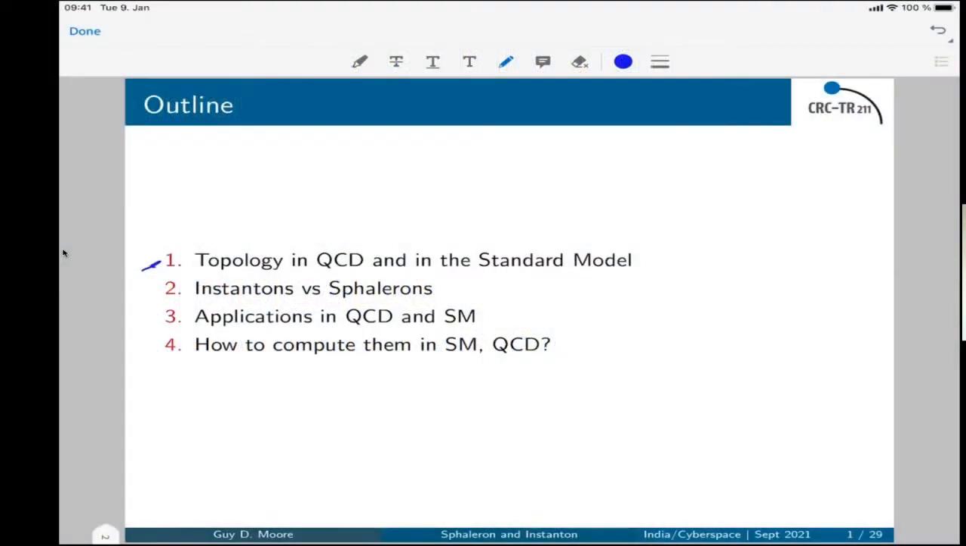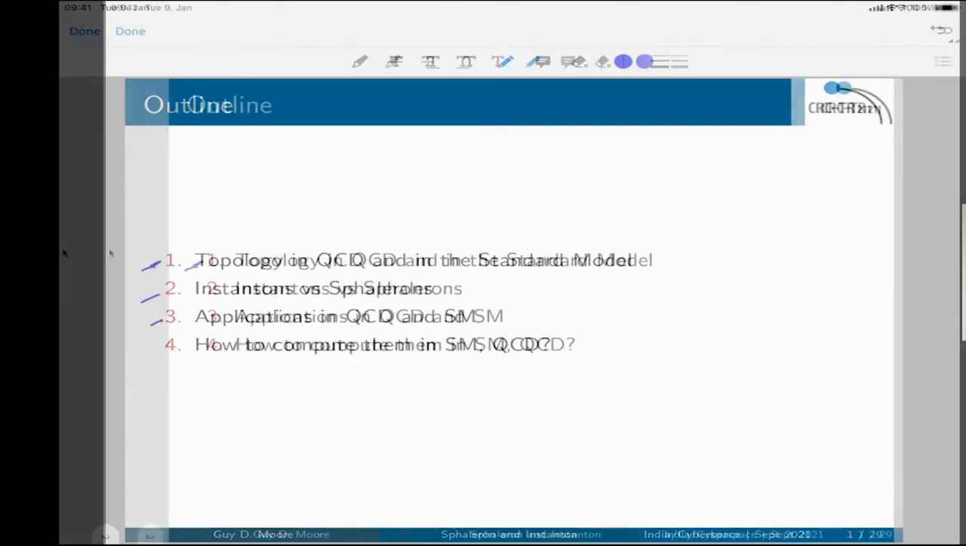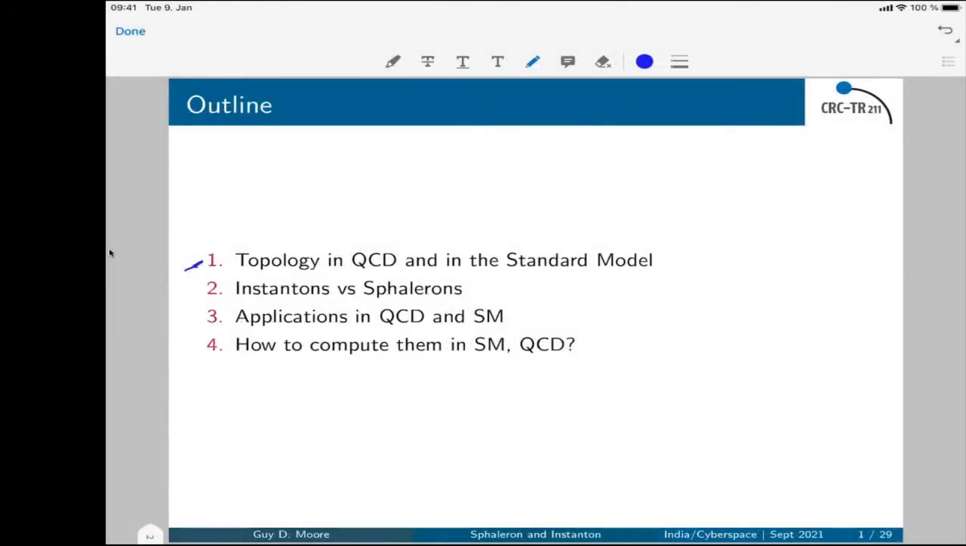Do this rather quickly. And then I want to explain sort of physically what is an instanton and what is a sphaleron, and how are they different and how do they answer different questions. And then discuss applications to both QCD and the standard model. So I want to talk about instantons and sphalerons in QCD and the standard model. And the topics are to discuss topology in QCD and the standard model.